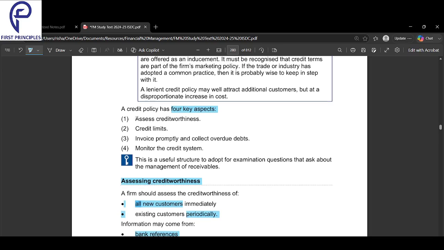So that is called credit worthiness. Before giving credit, you should check whether you should give him credit.